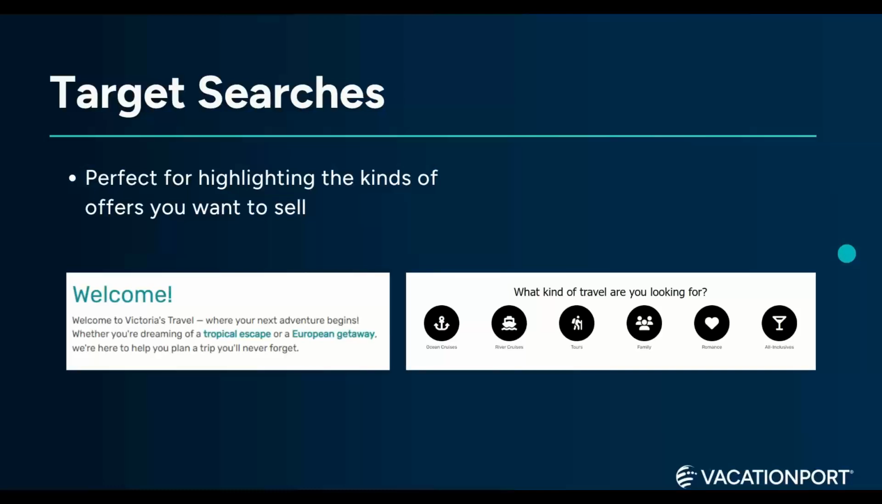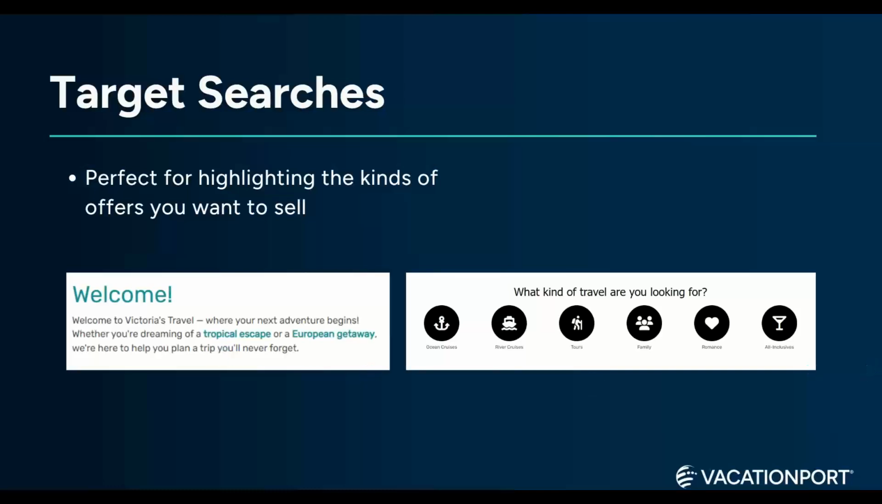So on the slide here, you'll see an example of linking to Tropical Escape. In my intro on my homepage, I wrote that, as an example of things that I offer, a tropical escape or a European getaway. And you can link Tropical Escape to offers in the system that relate to that.